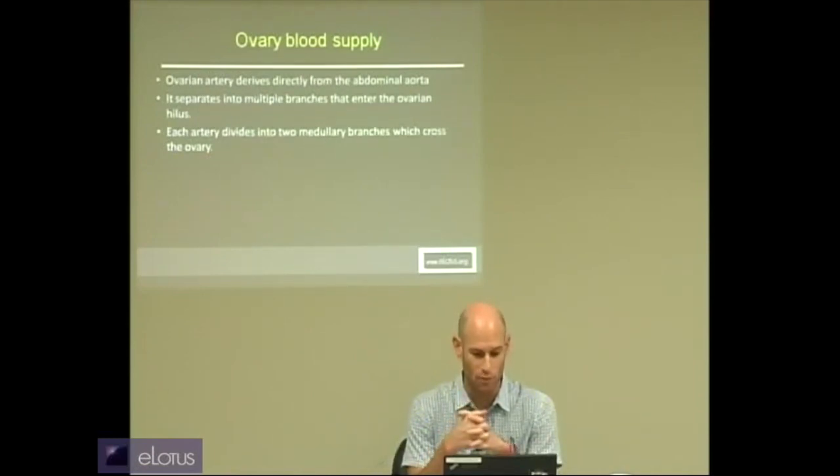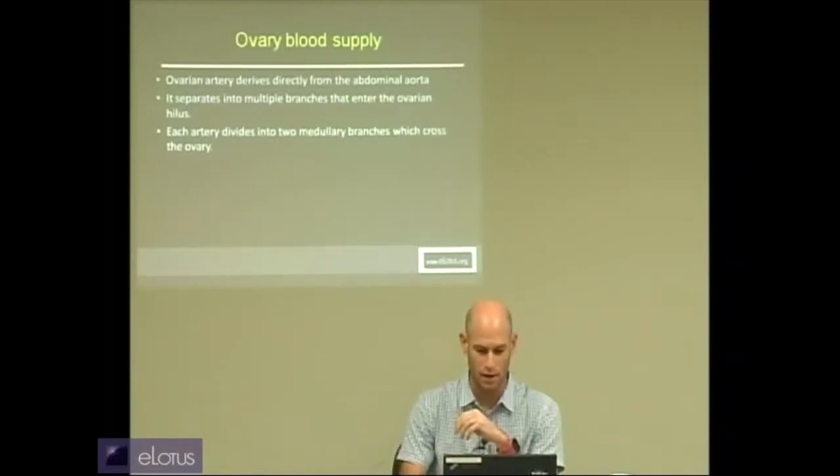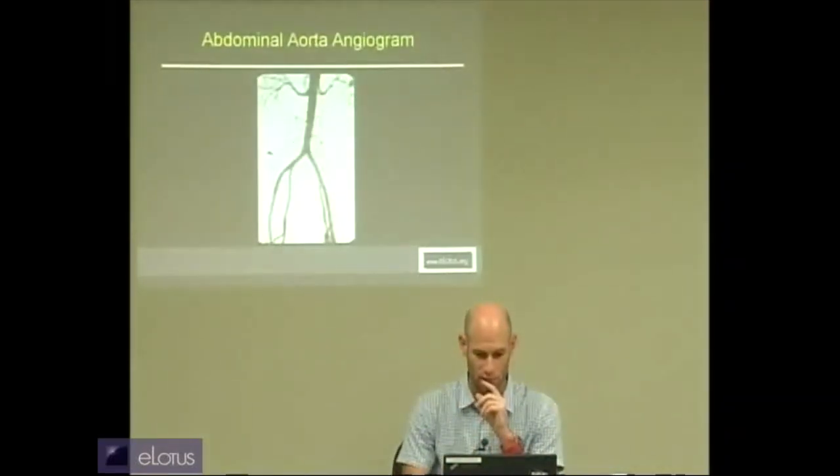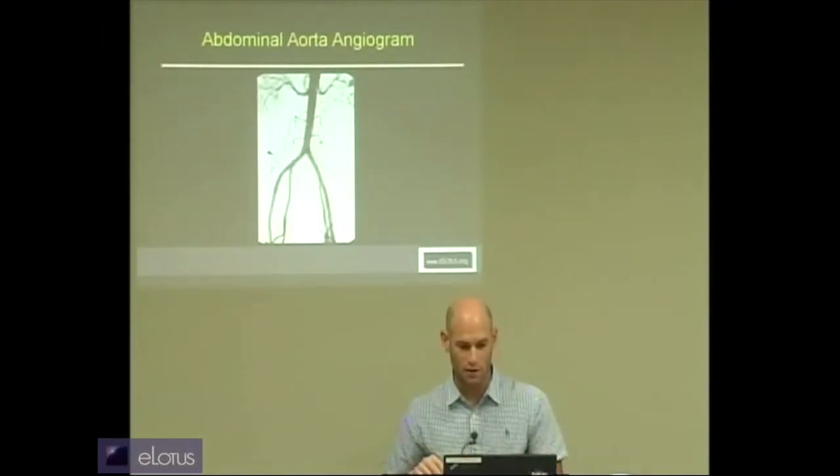It separates into multiple branches that enter the ovarian hilus, and each artery divides into 2 branches which cross the ovary, again, for the redundancy of this process. And here's a picture of this.